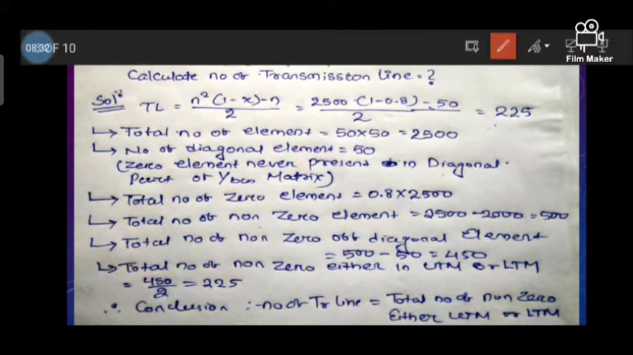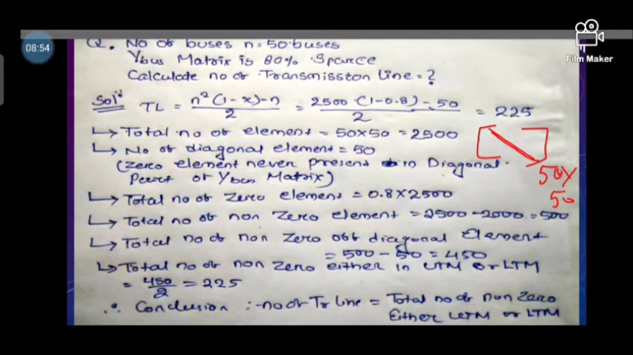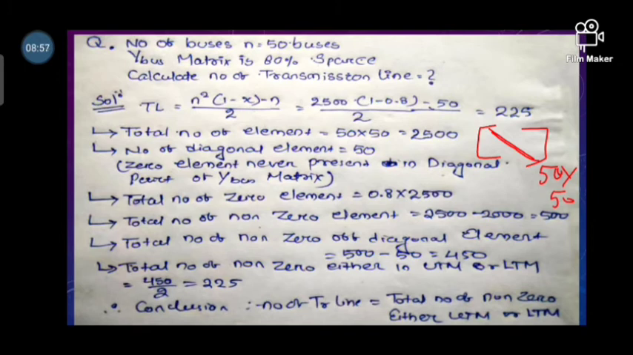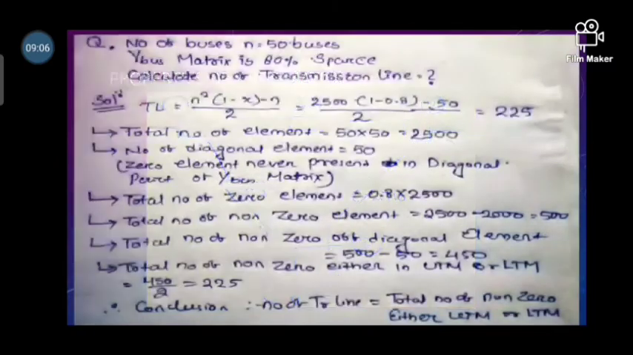Let's see, this is your Y-bus matrix. Its diagonal element count is 50, so the matrix is 50 cross 50. The total number of elements is 50 multiplied by 50, that is 2500. Is it clear to you? And the number of diagonal elements is 50.